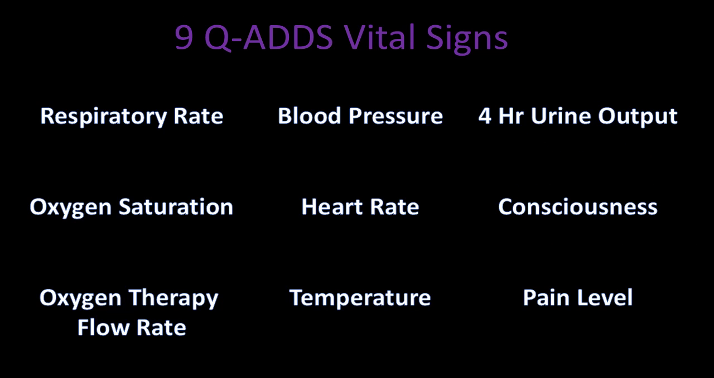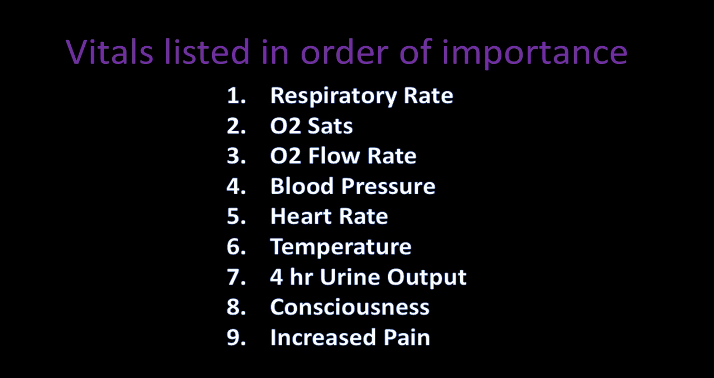The 9 vital signs chosen to go on the QADS form were respiratory rate, blood pressure, 4-hour urine output, oxygen saturation, heart rate, consciousness level, oxygen therapy flow rate, temperature, and pain level. These observations were then listed on the QADS form in order of importance, starting with respiratory rate and oxygen saturation, and finishing up with increased pain. As you can see, this is the order that they're listed on every QADS form.